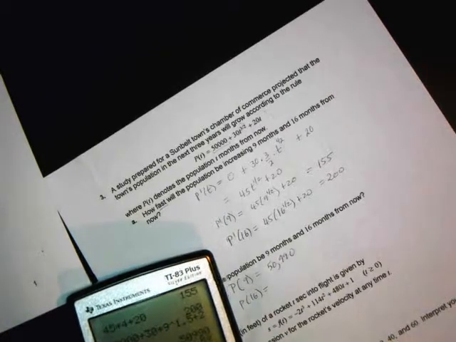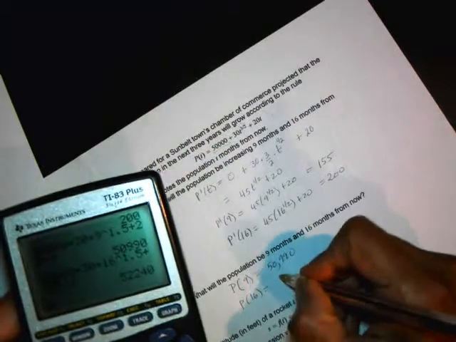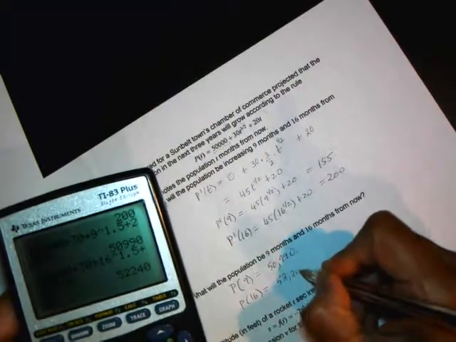Now I'm going to replace all the 9s with 16s. I need to insert a 1 there and a 6, delete that 9, and then change that 9 to 16. So I get 52,240. Alright, I hope that makes sense. That's the number of people.